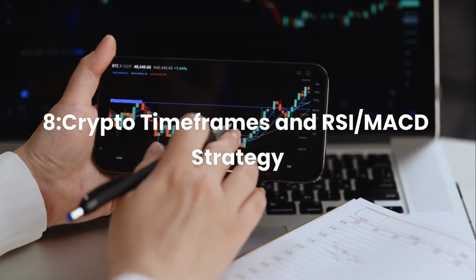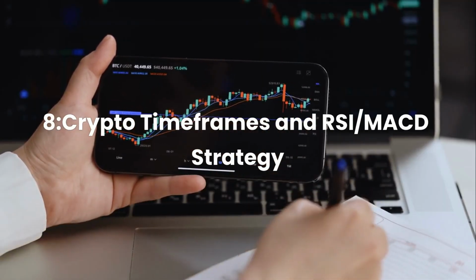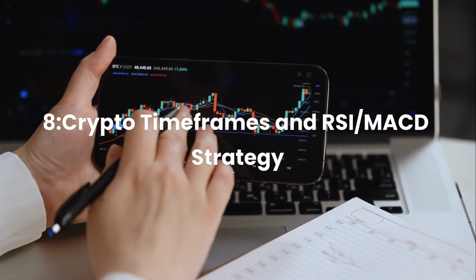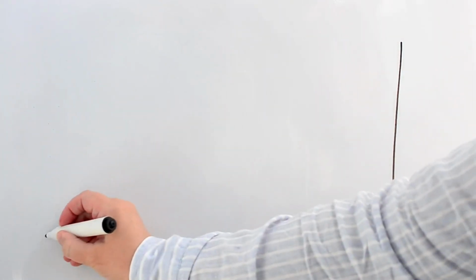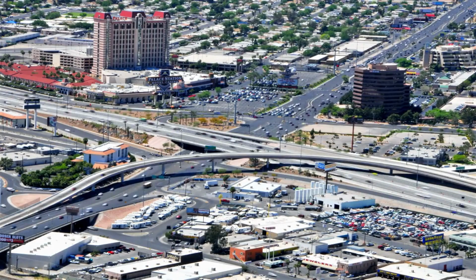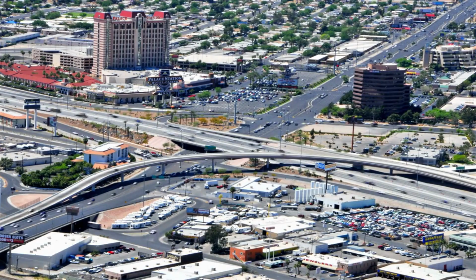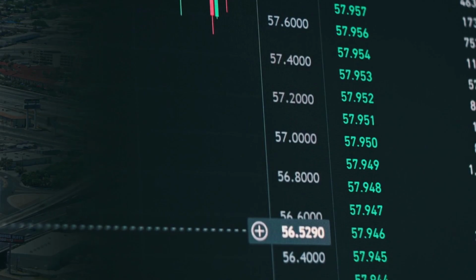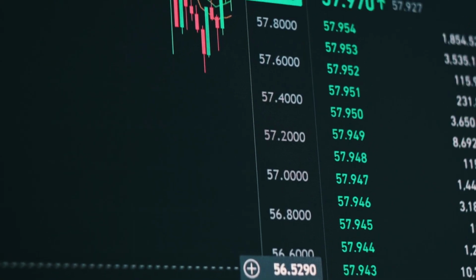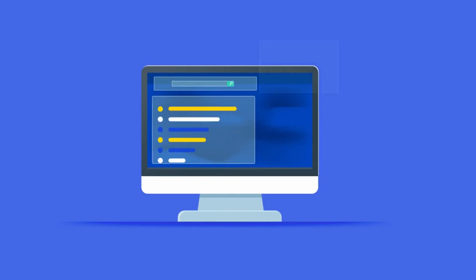8. Crypto timeframes and RSI/MACD strategy. Every timeframe in crypto tells a different story. RSI on a 5-minute chart may scream overbought, while the 4H says it's just starting. Moving average convergence divergence on the 1 hour may show a crossover, but the daily might not agree. Using RSI and moving average convergence divergence across multiple timeframes builds a full market picture.